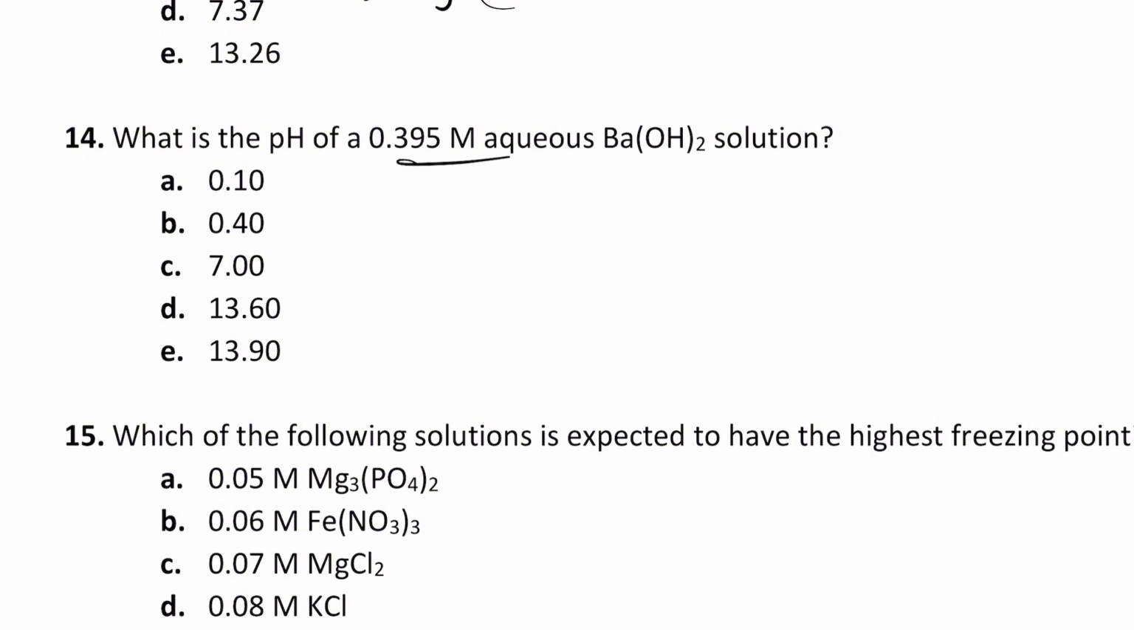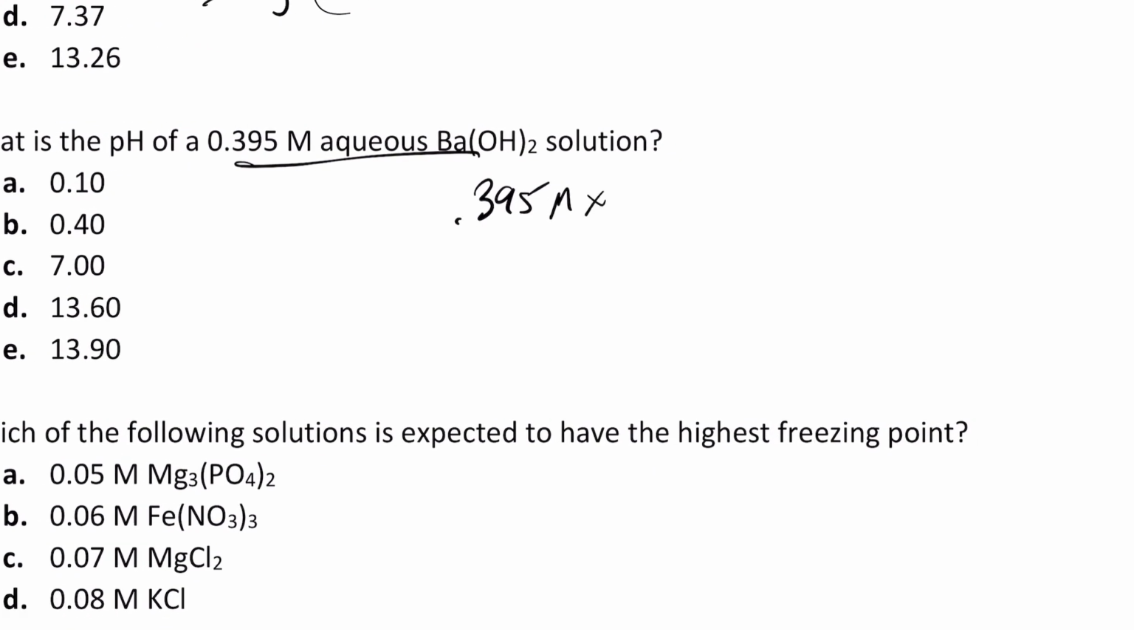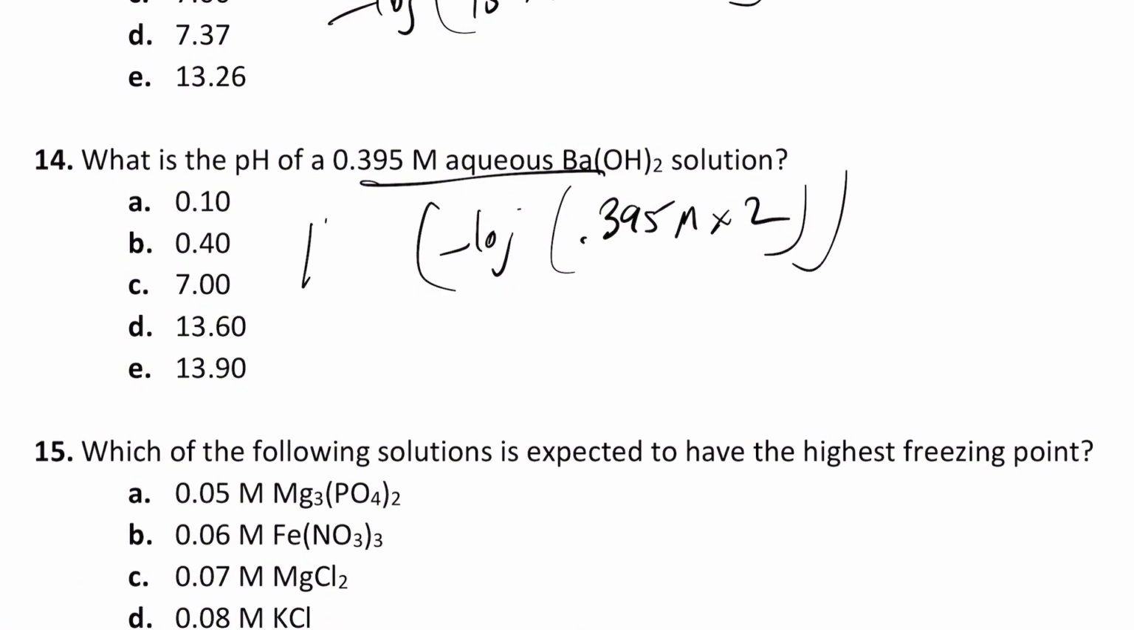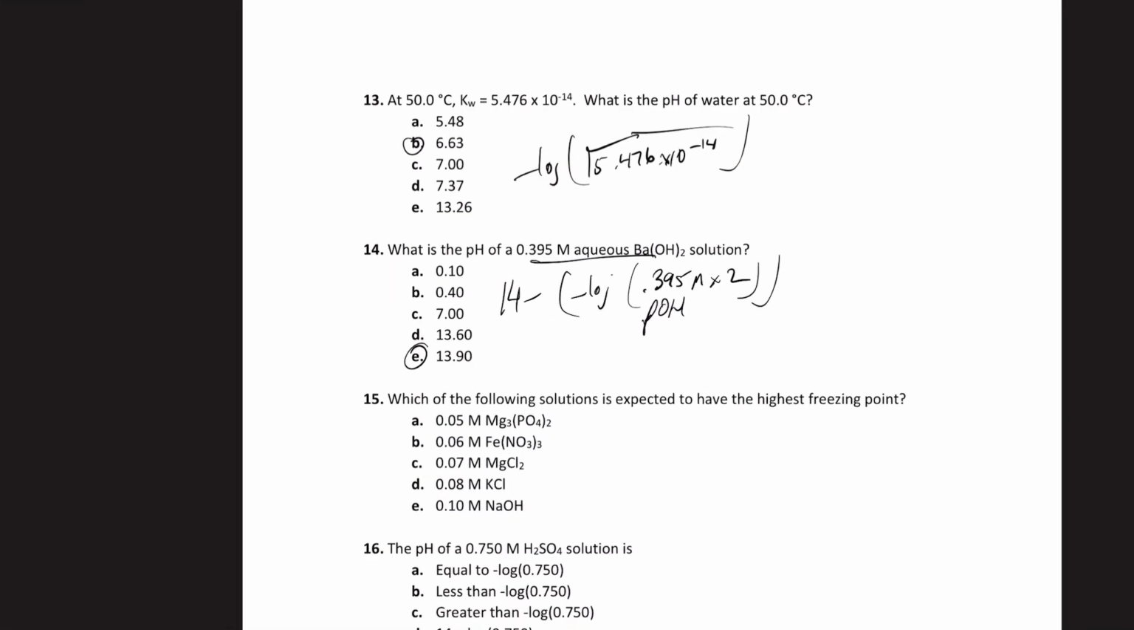What is the pH of 0.395 molar of BOH, right? So you have to multiply this by 2 because for every 1 molecule of barium hydroxide, there's 2 molecules of hydroxide. So you have to multiply this by 2, and you have to negative log this whole thing. So let's see. Negative log of 0.395 times 2. And your answer is, ooh, very, very bad. Oh, wait, no, sorry, I forgot about this. You got to do 14 minus this, because this is pOH, right? 14 minus pOH is pH, right? So 14 minus this is going to be 13.90 from what I'm seeing. All right, so that's the answer.